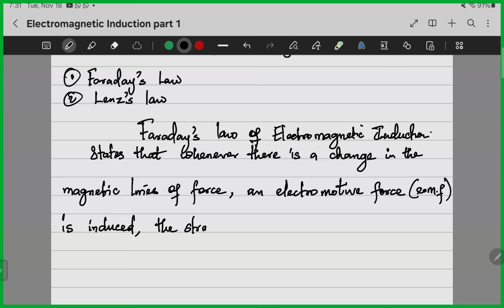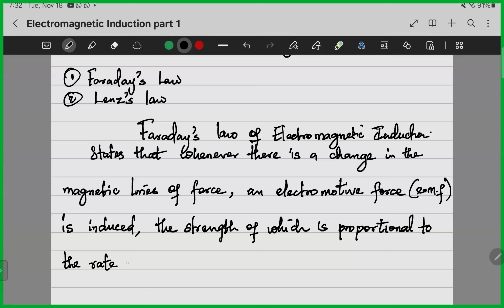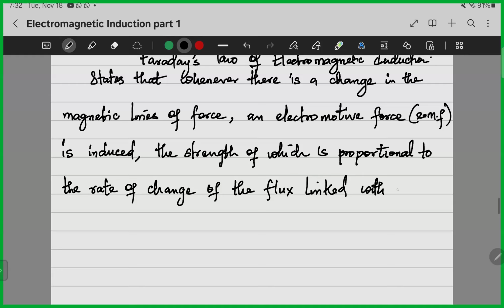the strength of which is proportional to the rate of change of the flux linked with the circuit. Please take note of that.